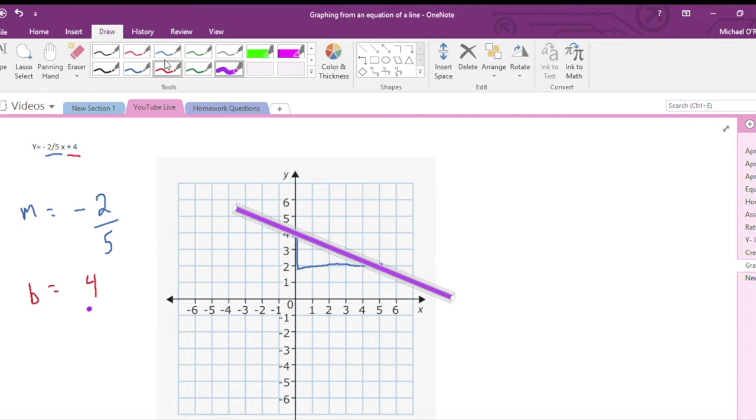Boom. Let's change that to, of course I can't. Select.